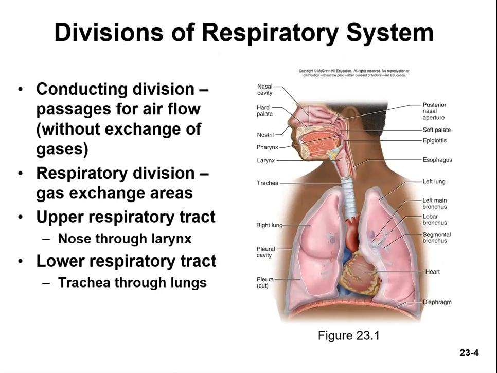So if you look at the divisions of the respiratory tract, the conducting division has passages for airway without exchange of gases. You have the respiratory division where gas exchange takes place. So the conducting division right in here, and then the gas exchange takes place in the lungs. Your upper respiratory tract is basically your nose all the way down to the larynx. They usually say anything below the glottis, which is right here, is your lower respiratory tract.